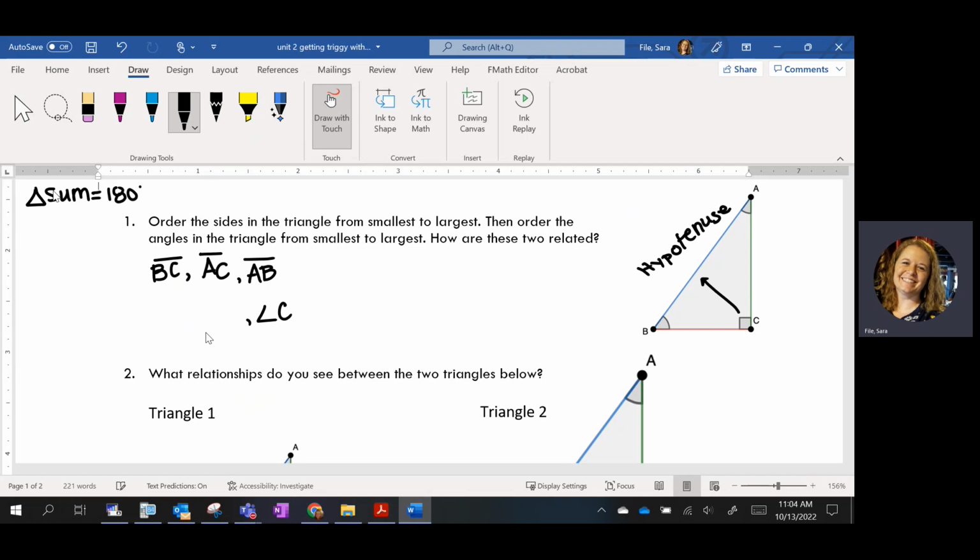Okay, now what about the other two? Can you tell just by looking which one is larger or smaller? It looks like A is smaller. Okay, I think it's harder to tell looking at the angles than it was the side lengths. But what do you notice about this relationship of the order of the side lengths and the order of the angles? Say it again, Zach.